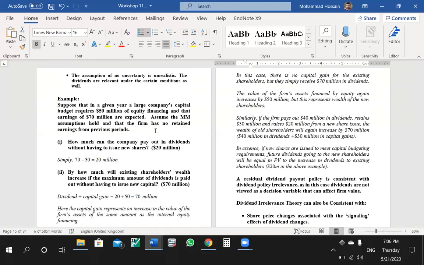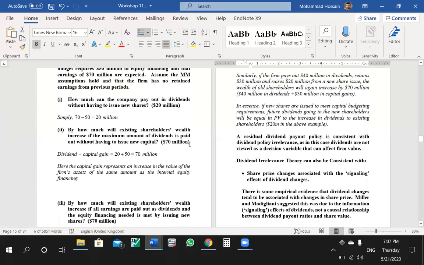So yes, second point is, by how much will existing shareholders' wealth increase if maximum amount of dividend is paid out without having to issue new capital? So they have issued the dividend of 20 plus the capital gain of 50, $70 million. Okay. But hence the capital gain represents an increase in the value of the firm's assets, the same amount as the internal equity financing. Okay.